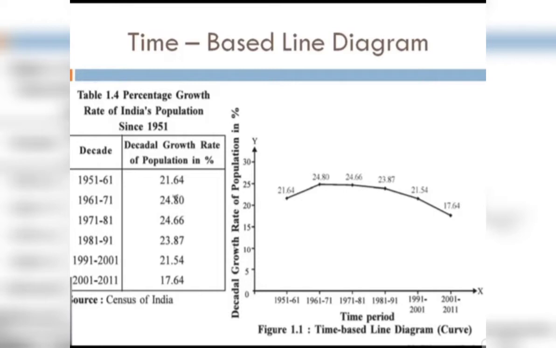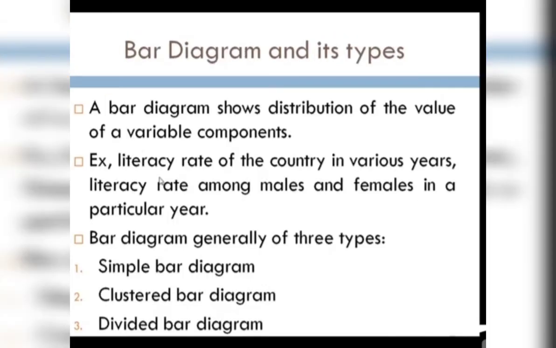Now the another one we'll do is the bar diagram and its types. Now in this bar diagram we can say that this one is important from the last 3 years. It is continuously asked in the board papers, the bar diagram. So you can see the various points, 3 points. A bar diagram shows the distribution of the value of a variable's components. Now examples are also given.